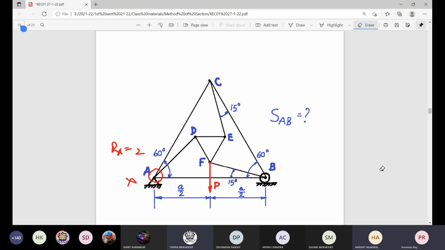Now, can anybody suggest a section to cut this structure? Sir, parallel to BC, cutting AC, AD and AB. Cutting AC, AD and AB. EB, EB is not a member, son. AB, sir. If it is AB, then that is the same as the method of joints, parallel to the method of joints.